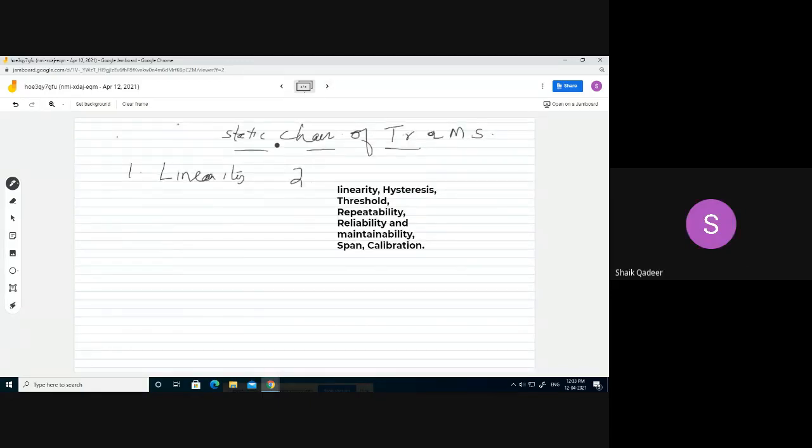The static characteristics are listed here. First one is linearity. Second one hysteresis. Third, threshold, repeatability, reliability, maintainability, span, and calibration. There are a few more, but we are restricting ourselves to these, plus a few more that I will write over here. Additionally, we need to study this many.